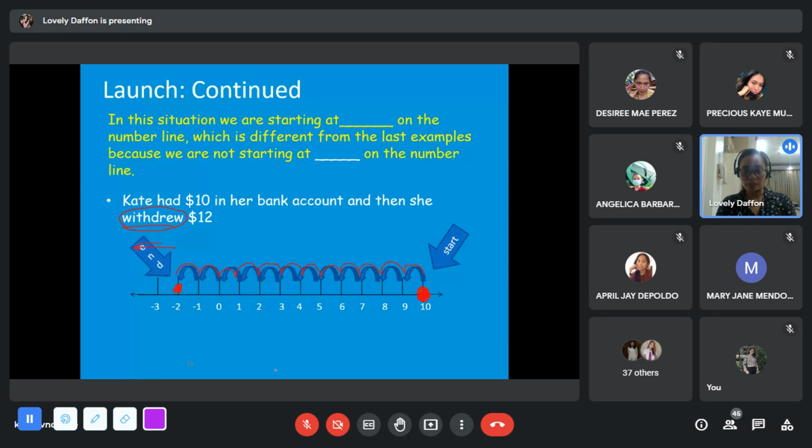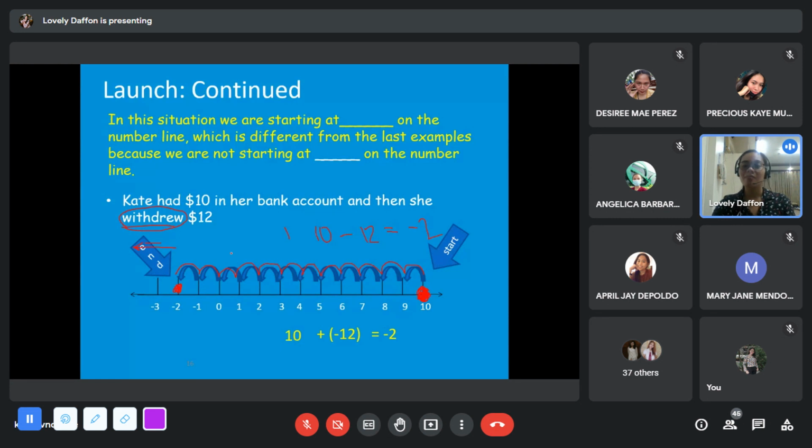So this is also in line with the formula. We have 10 plus negative 12 equals negative 2. Actually, dapat gani dili gina plus dira. It should be 10 minus 12. That's the reason our answer is negative 2.